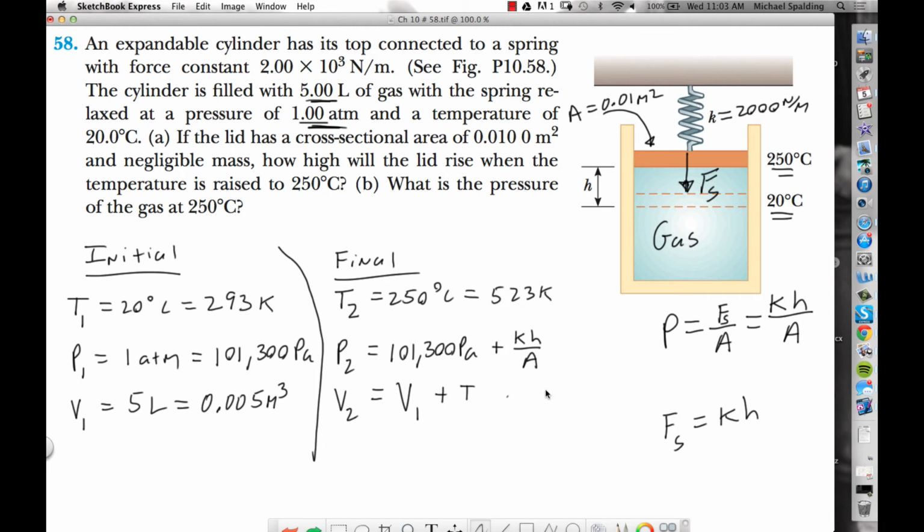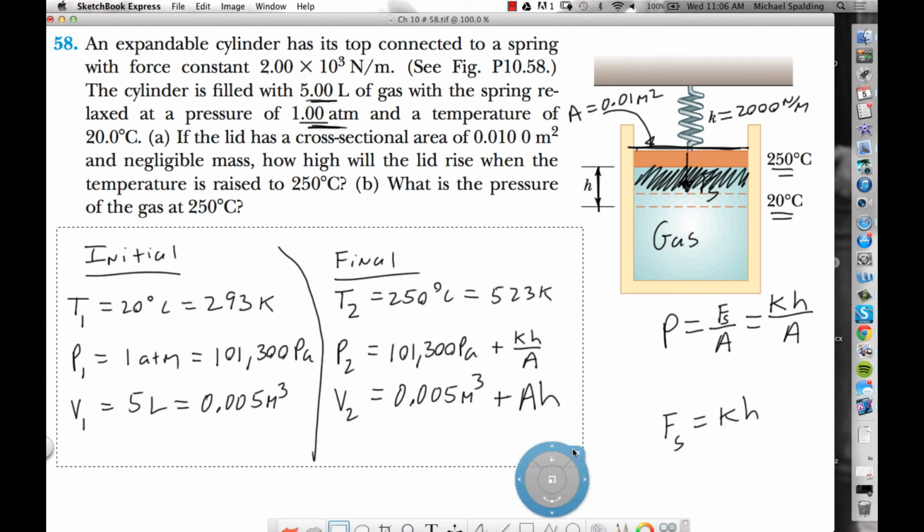Okay, so V1 was 0.005 cubic meters. Now, what's the increase in the volume? The increase in the volume is this shaded area up here. That's the increase. So what's the equation for that? Well, we have the area of the piston and we have the vertical height that it moved. So the increase is going to be A times H, right? So what I've done so far is the hardest part of the problem.